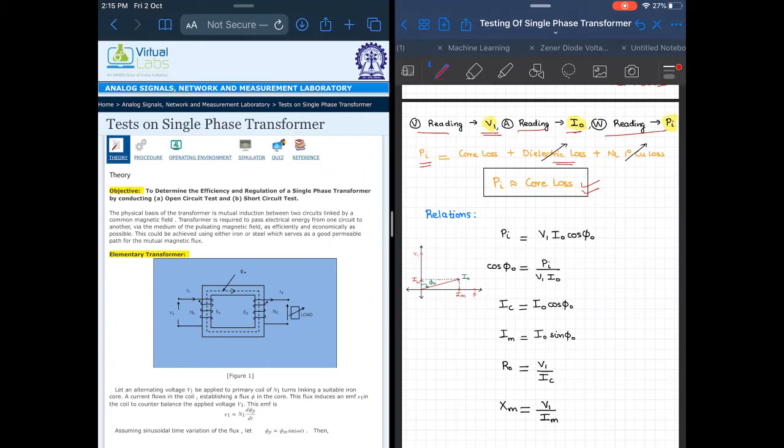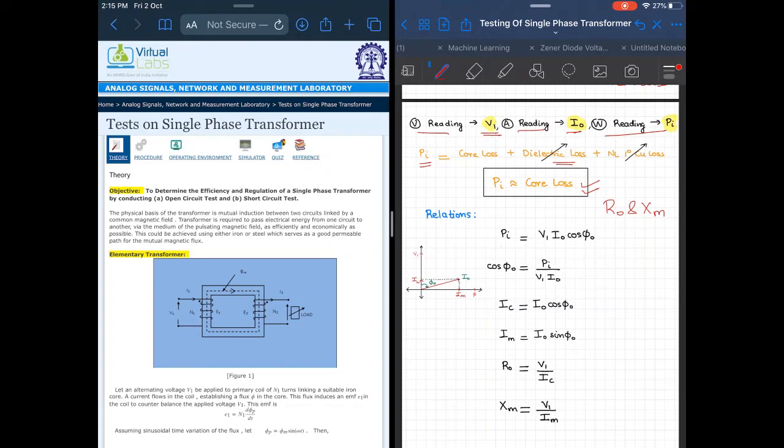So my first objective is fulfilled. We needed to find the core loss, and the wattmeter reading will give me the core loss. Now the other objective is to find R naught and XM in the shunt branch, that is, the shunt branch parameters. So how to find that?